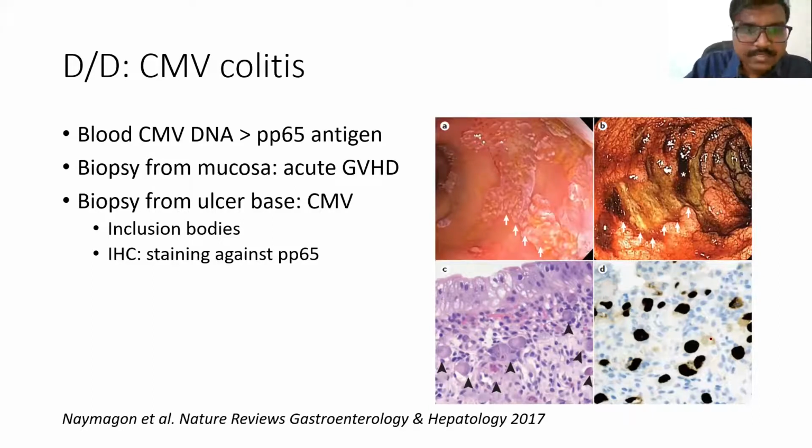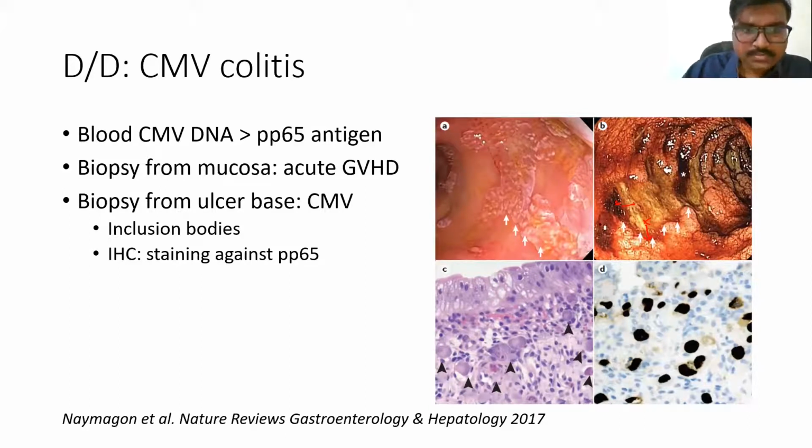This is an example of a patient where the biopsy was done from the ulcer base as well as the ulcer mucosa. Incidentally, it was found that from the ulcer mucosa, there were classical changes of acute GVHD. From the base, there were changes of CMV. So the important point is that they can coexist. Having GVHD doesn't provide protection against other infections, so we have to look for other causes even when we know that it is GVHD.